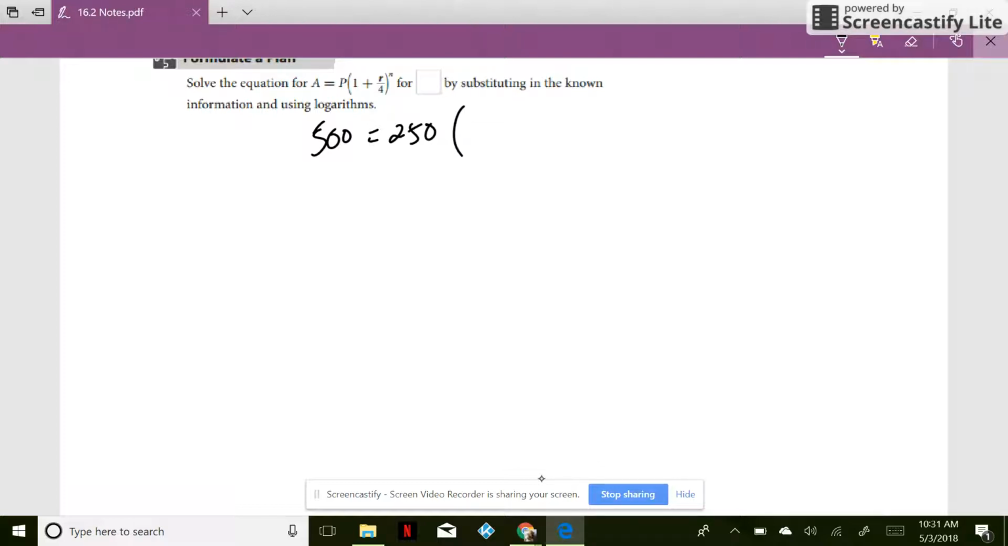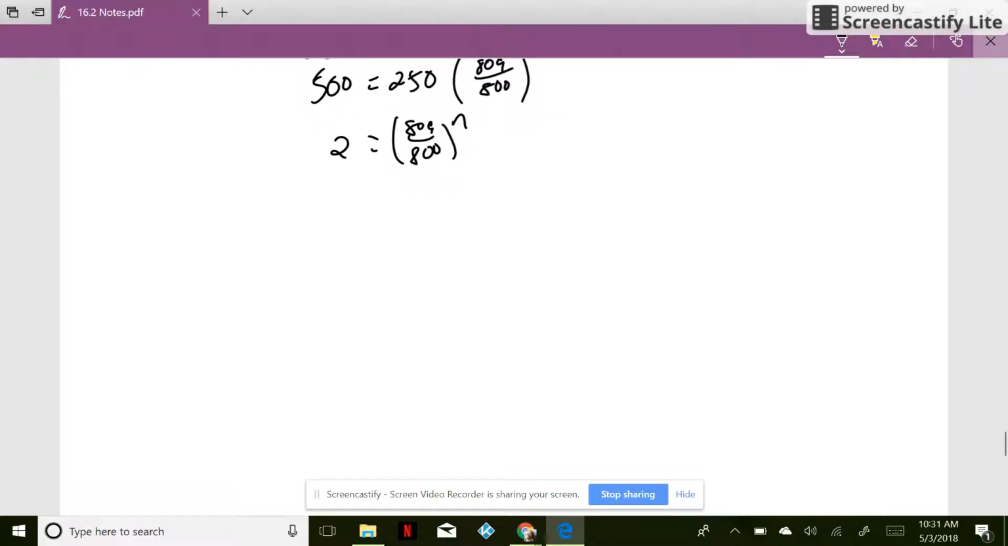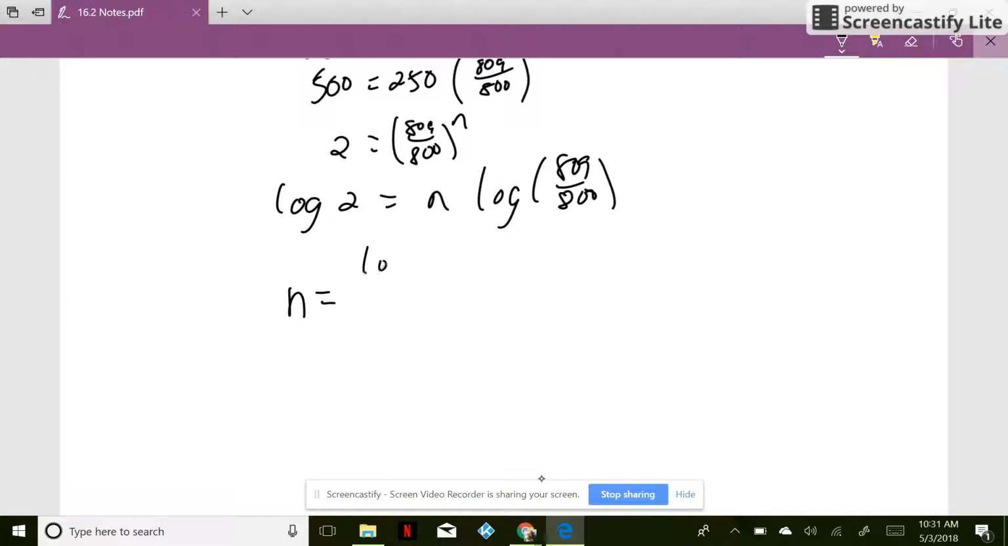You always want to change it back into a fraction so you don't have to worry about any rounding errors. So into a fraction, it's 809 over 800, and then that's to the n. So divide by 250. And then you're going to take the natural log of both sides. So once you take the log of both sides, remember that n is an exponent. So I'm going to go ahead and bring it right out front right away. The exponents can come out front. And so then we can just divide. So n is going to be log 2 divided by log of that 809 divided by 800.